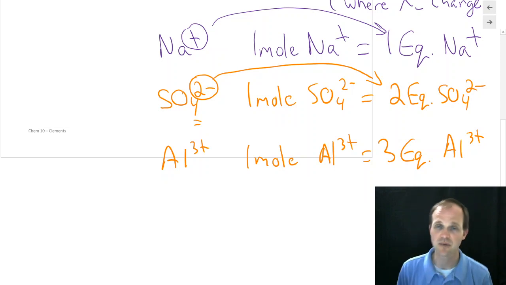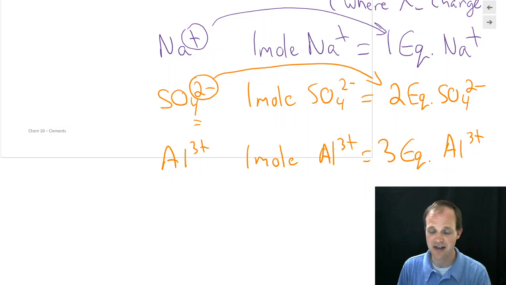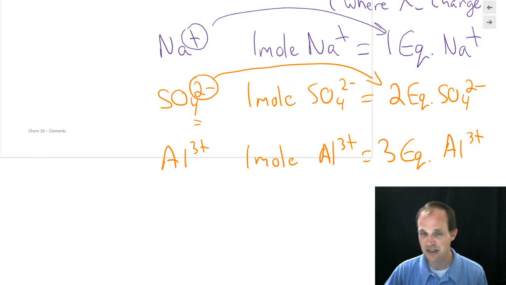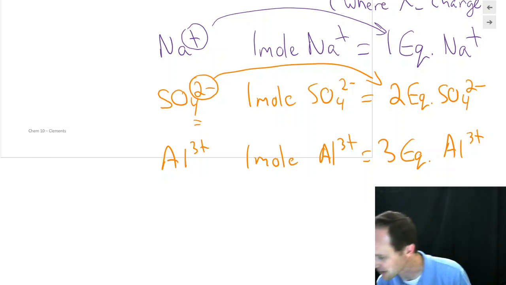So very easy. 1 mole of anything charged is equal to the equivalence of that equal to its charge. Sodium has a +1, so it's 1 equivalent. Sulfate has a -2, so it's 2 equivalents. Aluminum has a +3, so it's 3 equivalents. And we'll use that to talk about how to use that unit of milliequivalents per liter to figure out how much of something we have in solution.